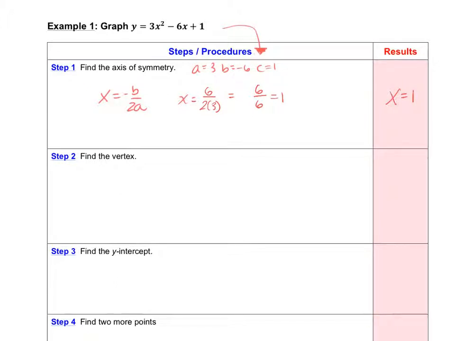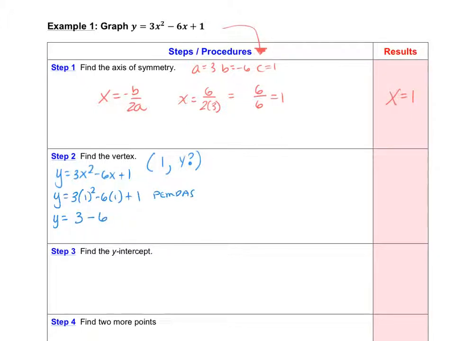Now find the vertex. The vertex is x comma y, but I already have the x, and I'm wondering what the y is. So I have to plug that 1 into the original equation, y equals 3x squared minus 6x plus 1. I'm plugging the 1 into the x, and I need to follow PEMDAS at this point. I do the exponent first, so 1 squared is 1, times 3 is 3, minus 6 times 1 is 6, plus 1. So y equals negative 3 plus 1, which is negative 2. So I got 1, negative 2. That is my vertex.